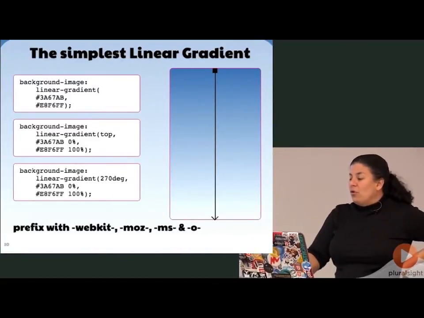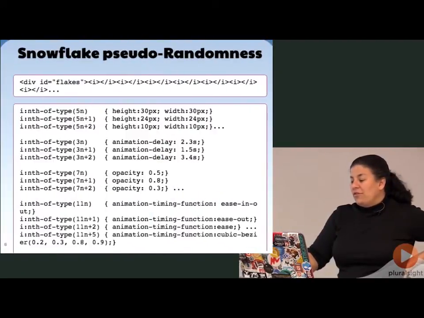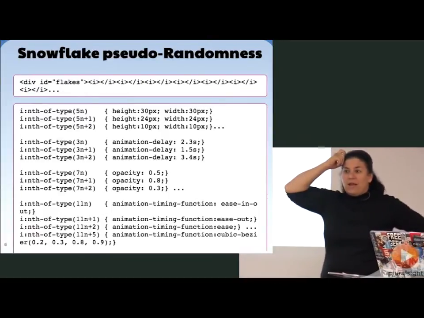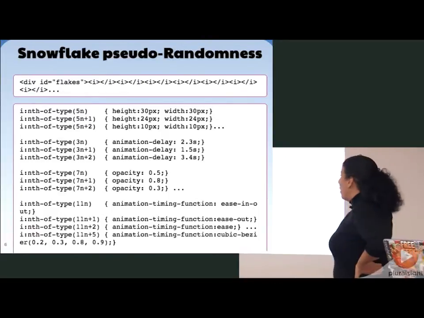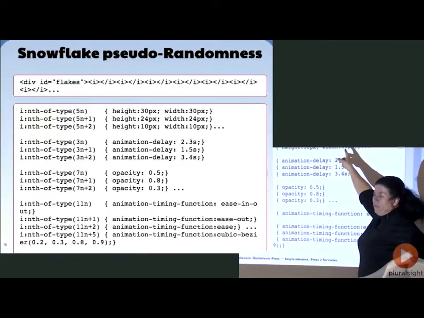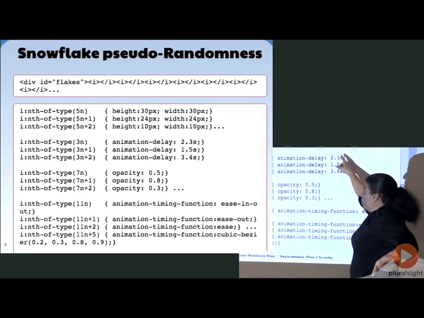So how do you think I told the snowflakes when to fall and how to fall? The snowflakes are actually this code up here. They're just a bunch of eyes. So I had no classes in them whatsoever. But I did say, nth of type 5, make it big, nth of type 5 plus 1, make it medium, and so on. Smaller and smaller.